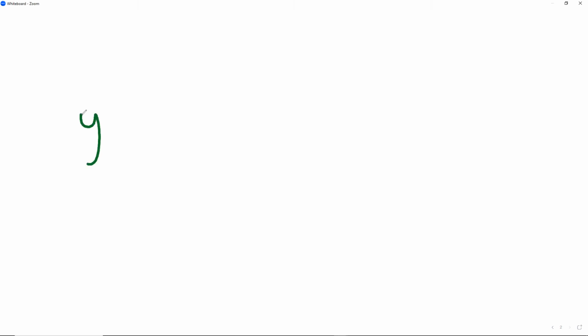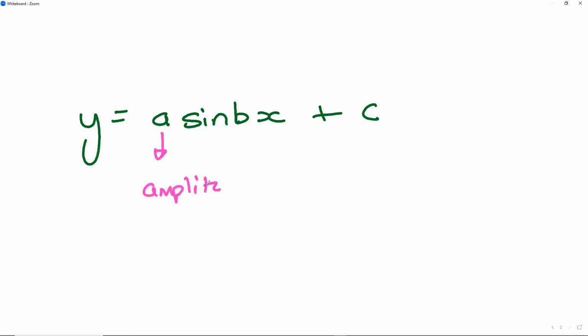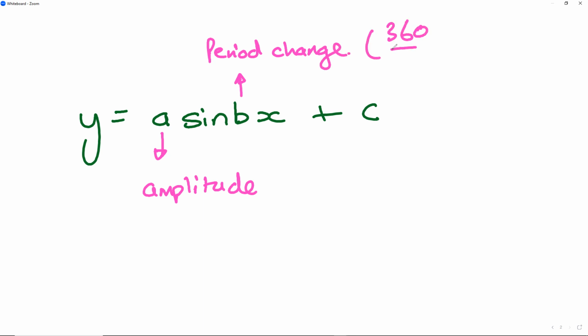If I have y equals a sine bx plus c, let's say, transformation of the sine graph means that this is known as my amplitude change. This is known as my period change, where my new period will be 360 over b. And this over here is my vertical shift.